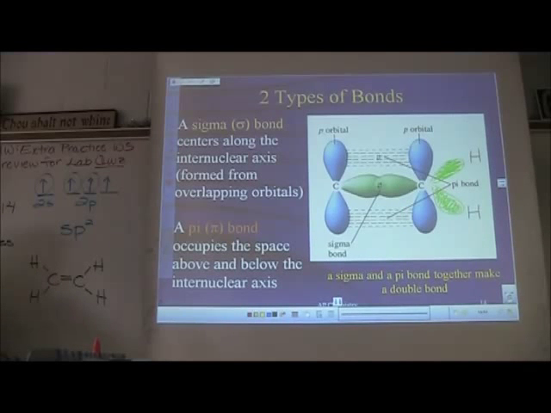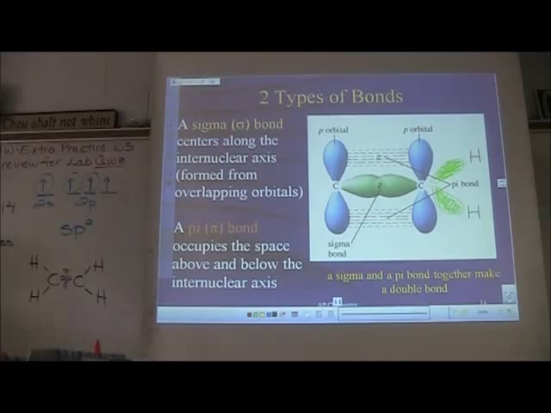I want to make sure that this is absolutely crystal clear because this is a big misconception that people have. A double bond is not a pi bond. A double bond is one sigma bond, a little sigma symbol, and one pi bond. What do you think a triple bond would be? Yeah, one sigma and 2 pi bonds. I'll show you an example of that in just a second.